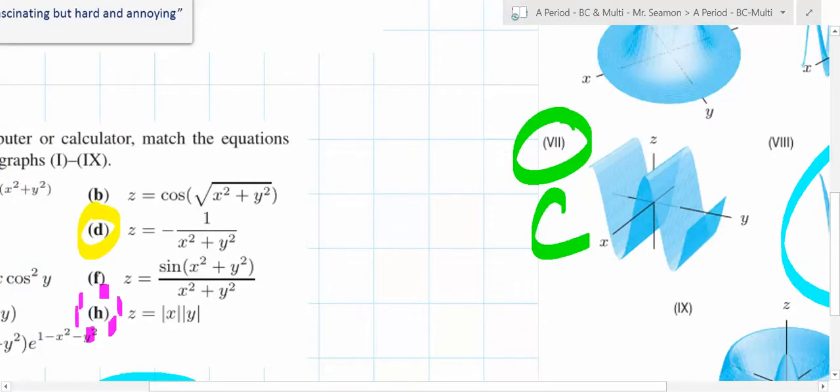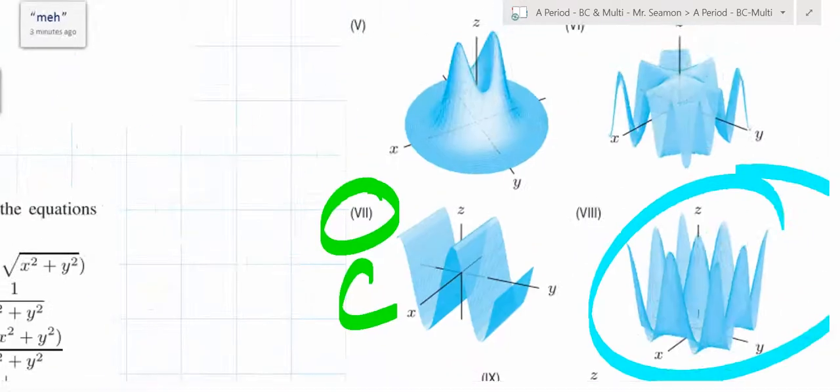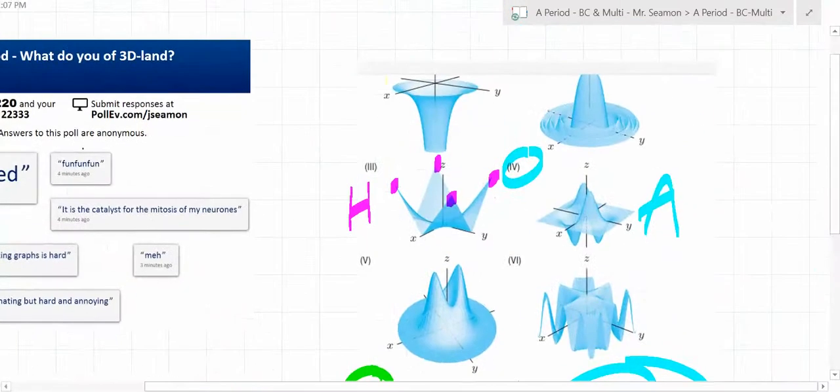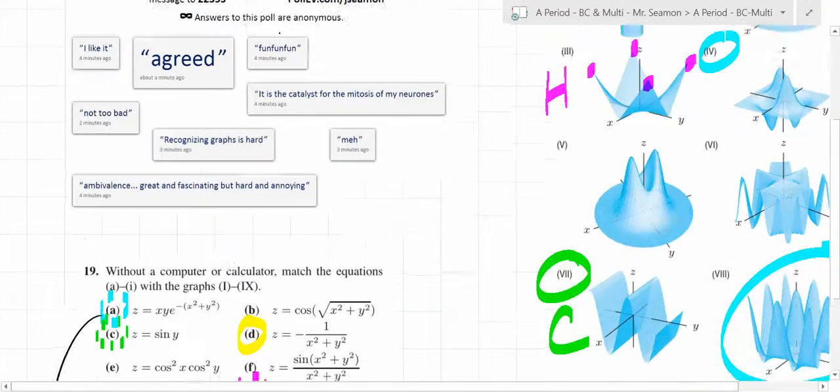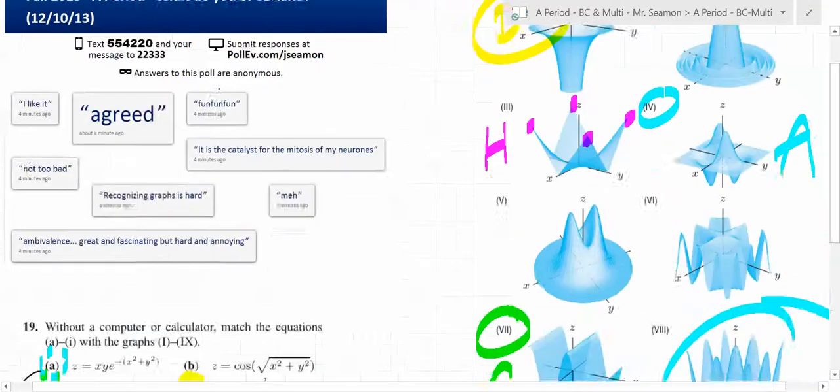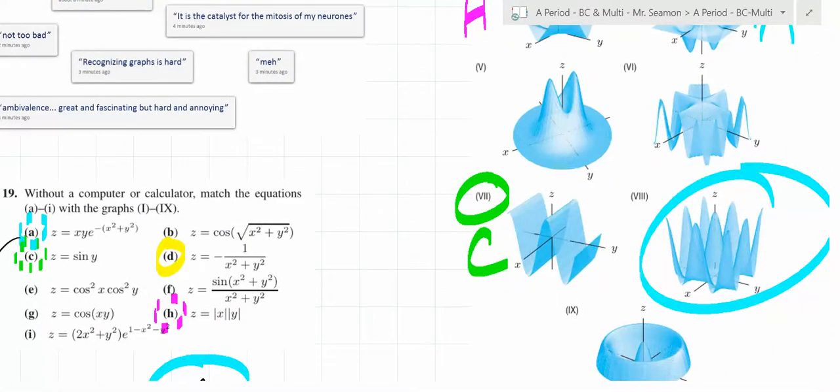It's always going to be below the XY plane, so it's going to go down, right? And there's only one that's below the entire time. Which one is that? The first one. So this right here is D? Nice. Cool.